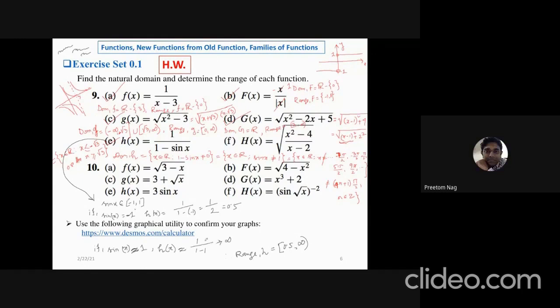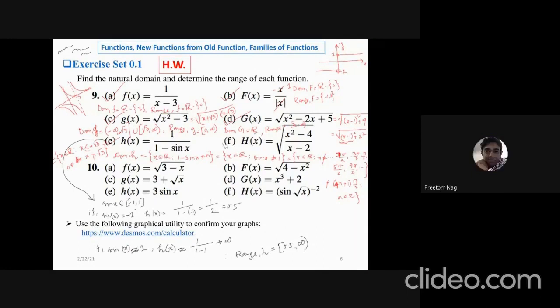Is it okay for everyone? So how did we find out the range for h of x? Basically we found the range of hx by looking into the minimum value and the maximum value of sin x. Okay, ঠিক আছে? Yes, sir.